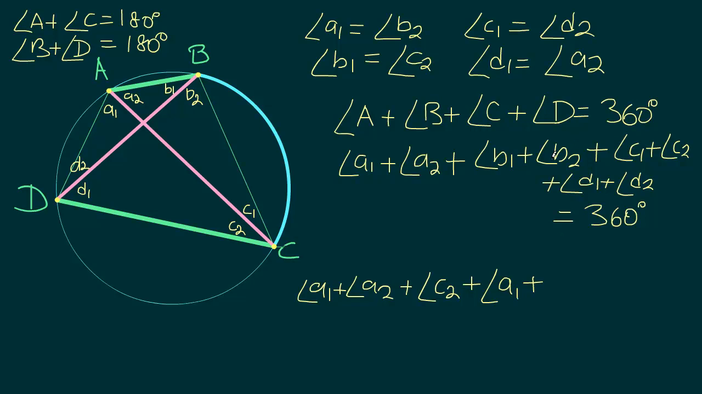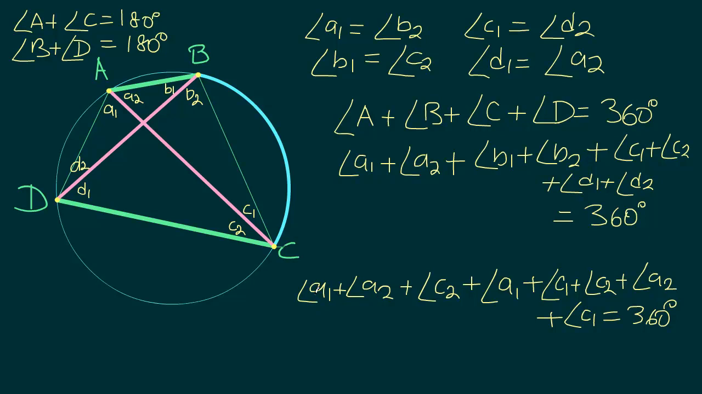Then we have angle C. So we can write them as angle C1 plus angle C2. So we are good here. Plus, now for angle D1, we can replace angle D1 with A2. Right? So let's write it over here, angle A2. Plus, here we have D2. D2 we can replace with C1. C1. So this will be equal to 360 degrees. Now we have all angle A's and C's.